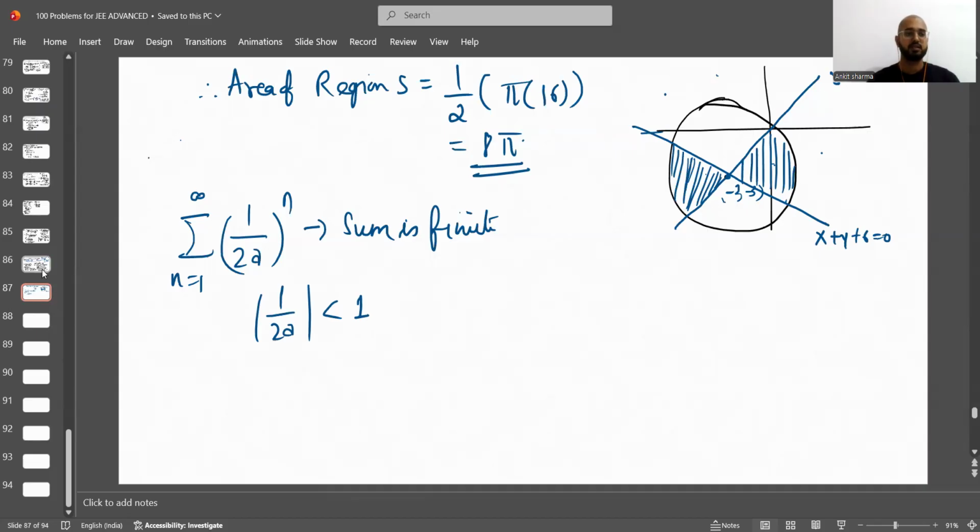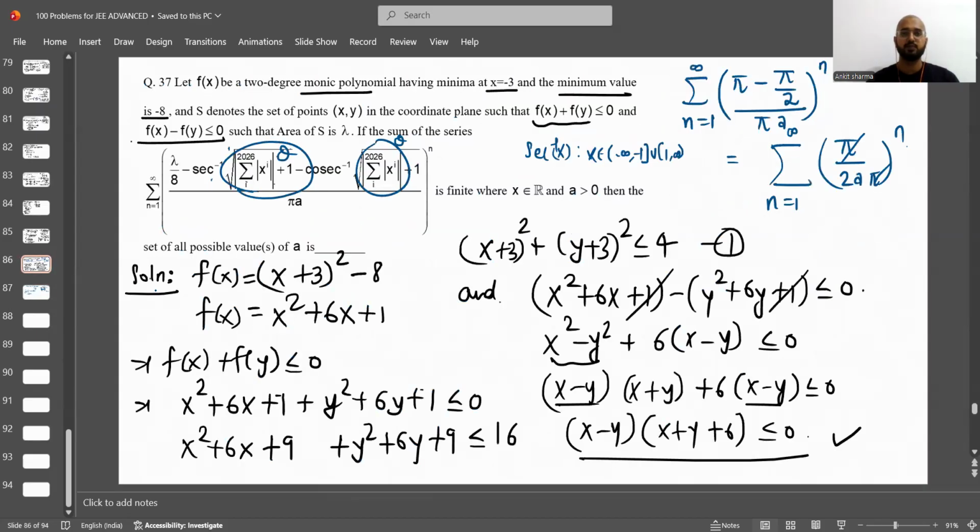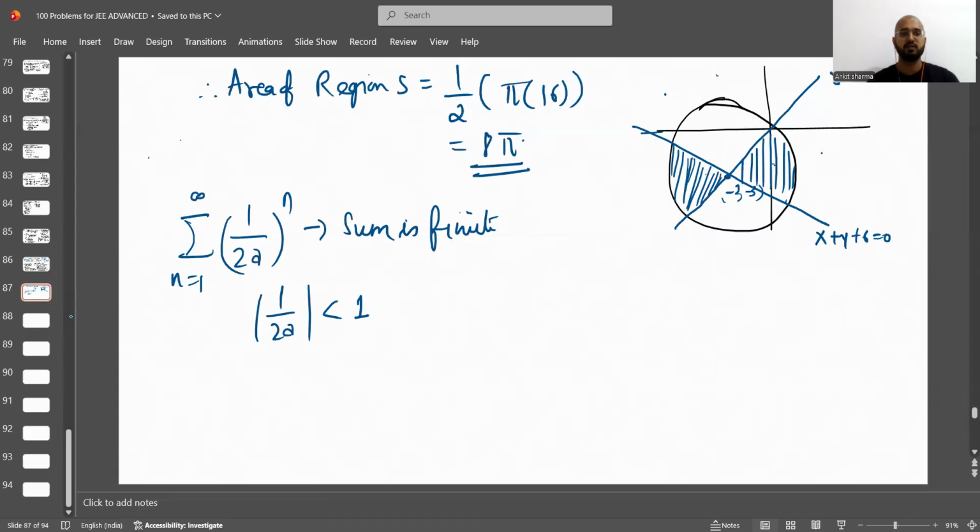So now what is next? Given that a is positive, I'll consider only the first part. That means 1 over 2a is going to be less than 1, because there is no point of taking this negative. So we'll transfer this one here. So 1 over a is going to be less than 2. That means a is going to be more than half. 1 over a is less than 2, so a is more than half. So we have this part.